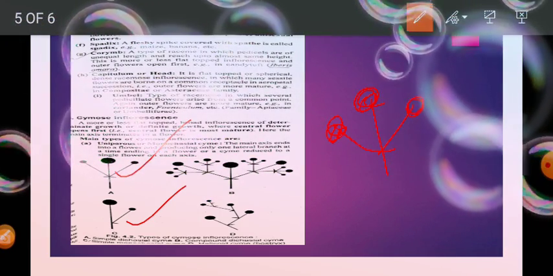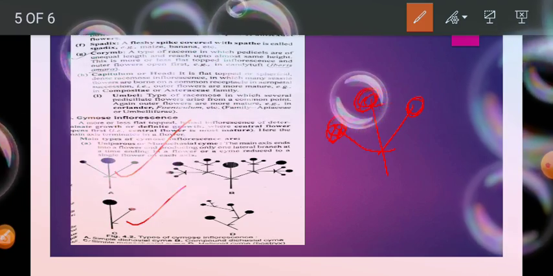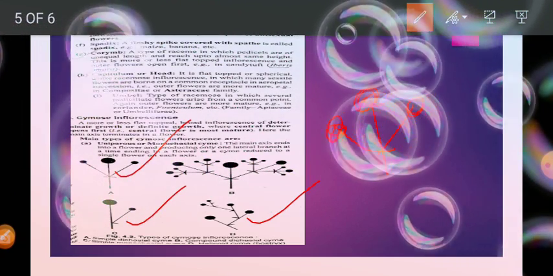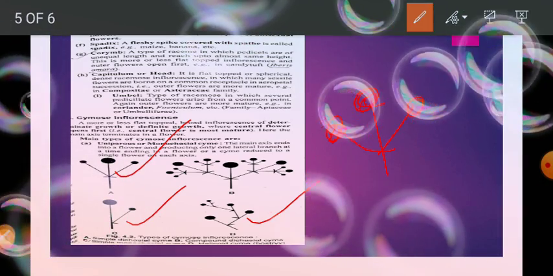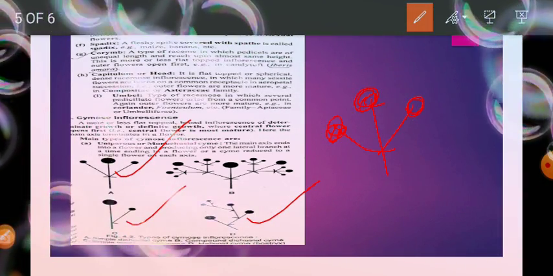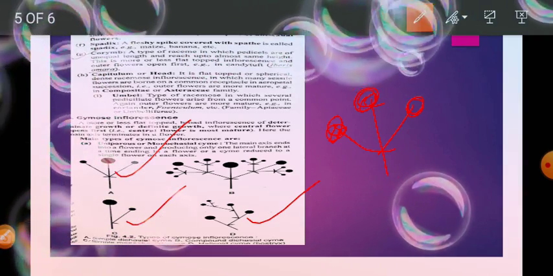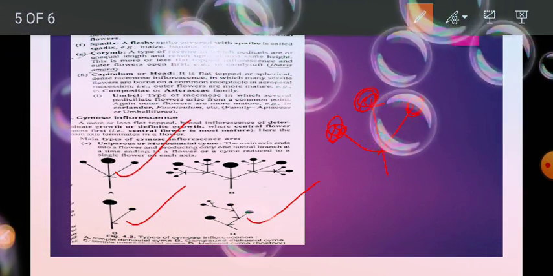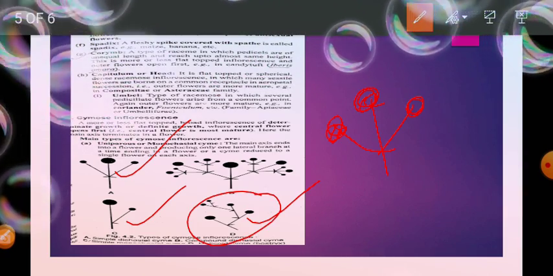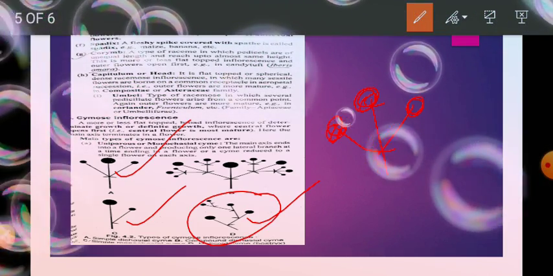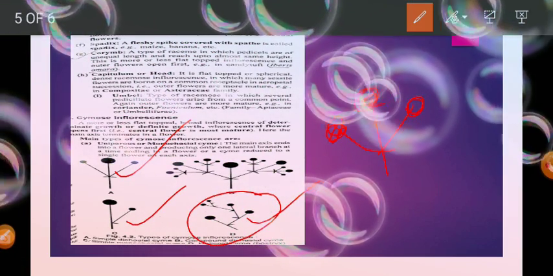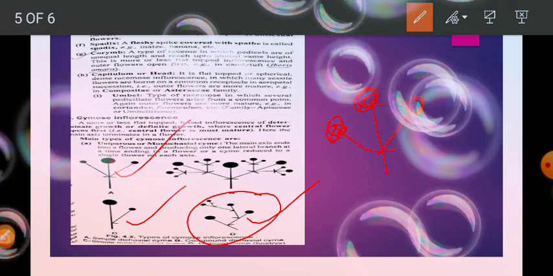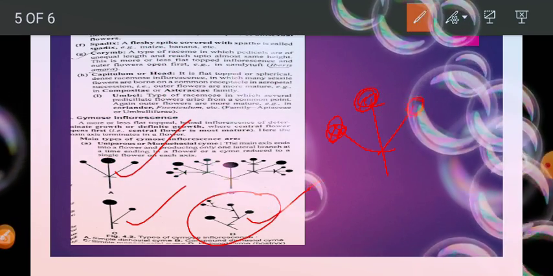Then helicoid cyme: you can see it in figure D. It's an example of the helicoid cyme or the bostryx, where the lateral branches arise from the same side. Here you can see it. So this type is known as the helicoid cyme or the bostryx. Then this is the mono type. Then comes the biparous or the dichasial cyme.